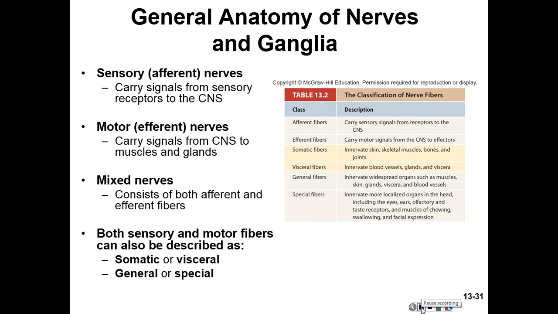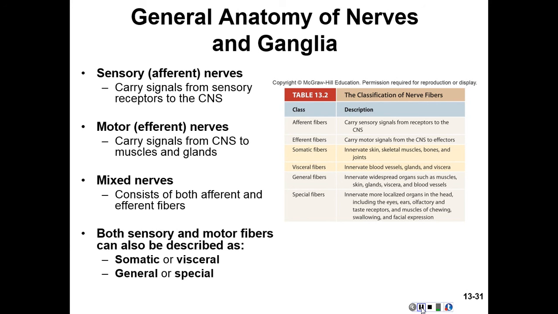Okay, again, sensory, afferent, they carry sensory information into the central nervous system. Motor, efferent, carries it out. Mixed means it consists of both motor and sensory, and they're going to carry that to the effector cell that carries out the response.